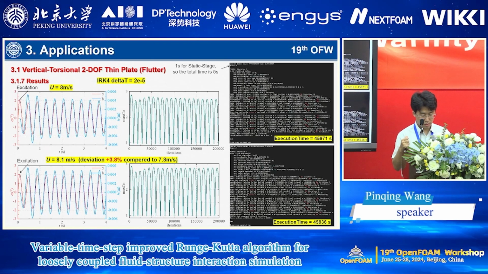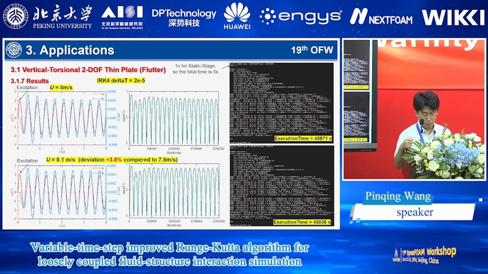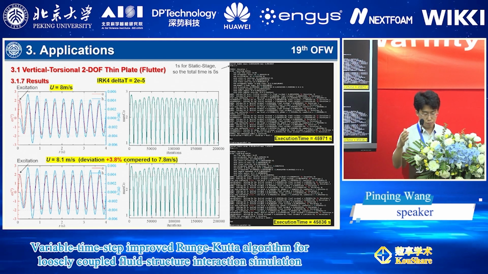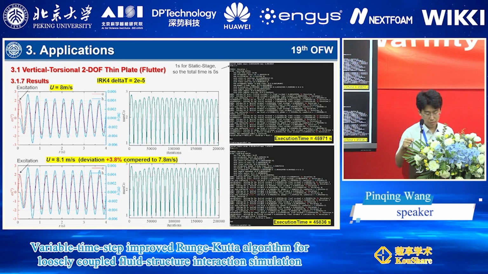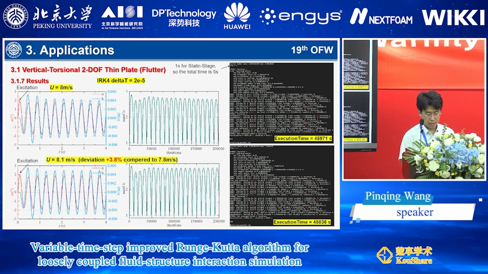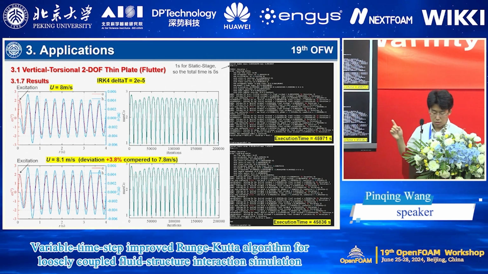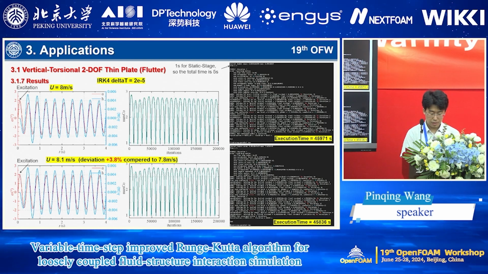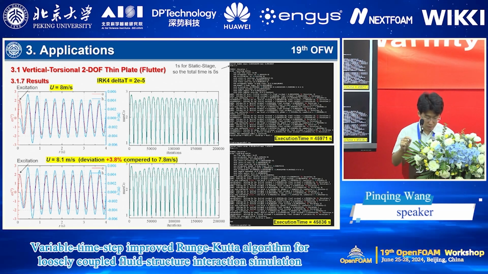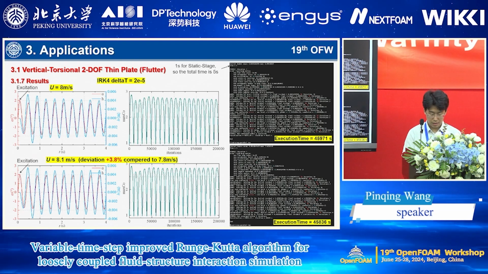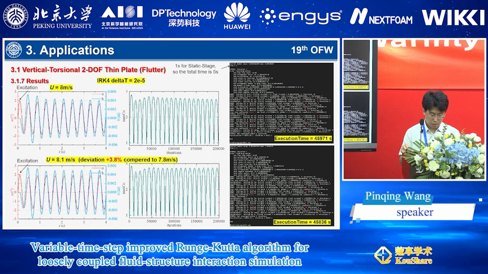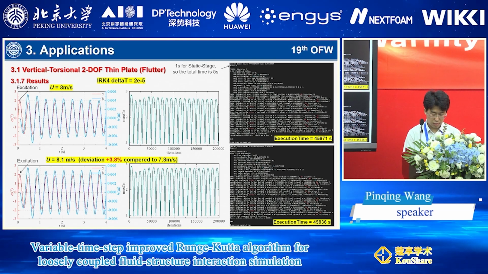Yes, here is the result. Firstly, a fixed time step is used. It can be found that when the wind velocity equals 8 meters per second, the displacement gradually decreases with time after the excitation. The middle figure shows the max Courant number varies with time. The max Courant number also decreases with time after the excitation. Yes, the total execution time is around 45,000 seconds.